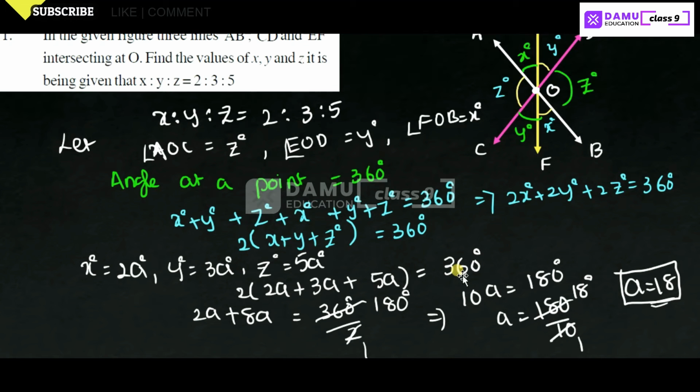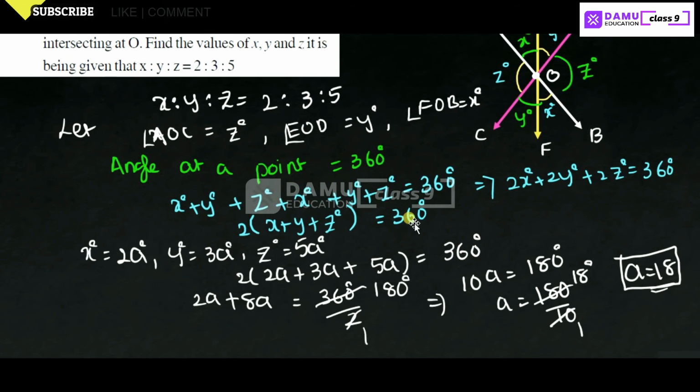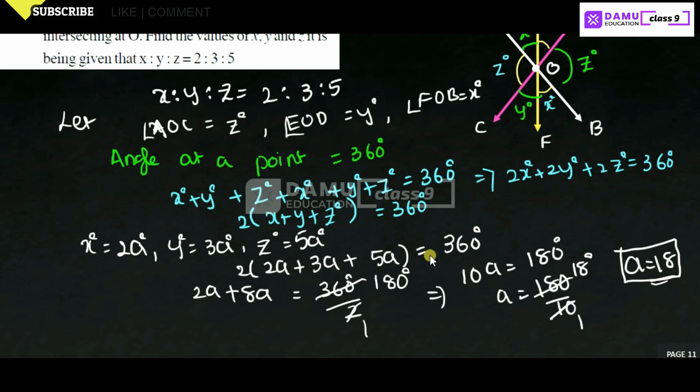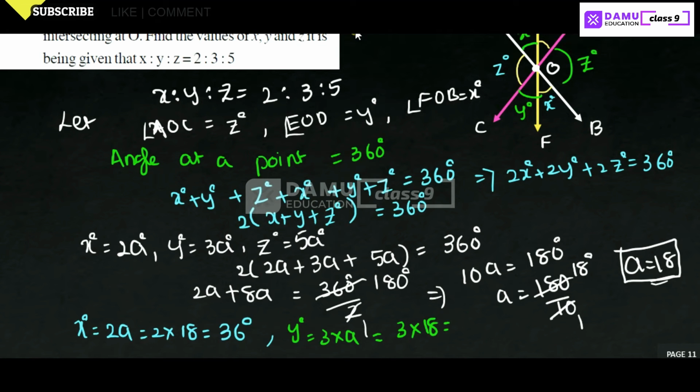Then we multiply this value with each. Angle x will be equal to 2a, that is 2 into 18, which is 36 degrees. Then angle y will be equal to 3 into a, that is 3 into 18, which is 54 degrees. Angle z will be equal to 5a, that is 5 into 18, which is 90 degrees. Like this we need to calculate.